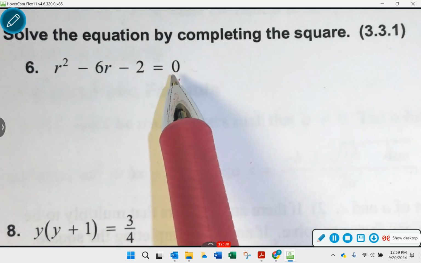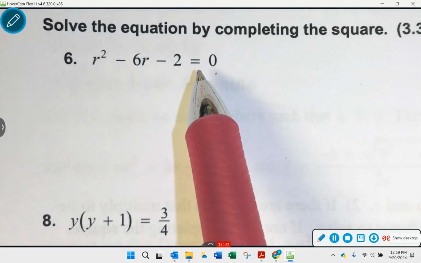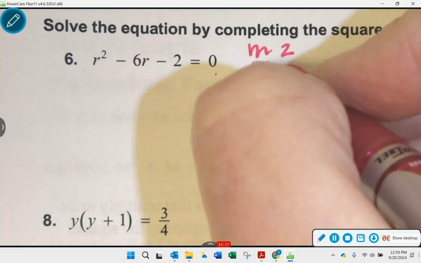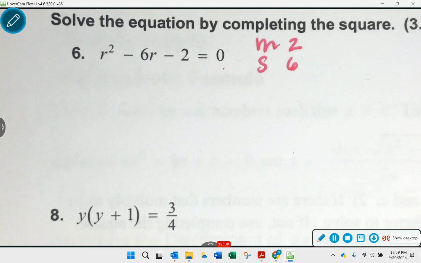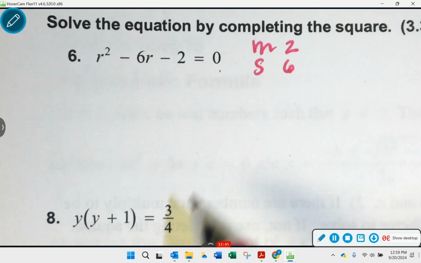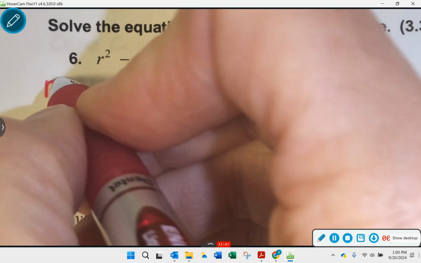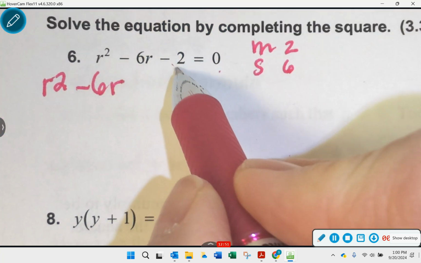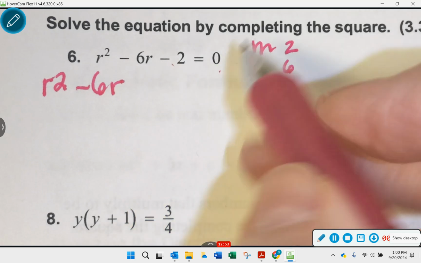The first thing I always want to check is if I can factor this. Are there numbers that multiply to be 2 and subtract to be 6? No. That means I have to use a different method. The method I'm going to use is completing the square. So I have r squared minus 6r. I have to get this 2 over on the other side.